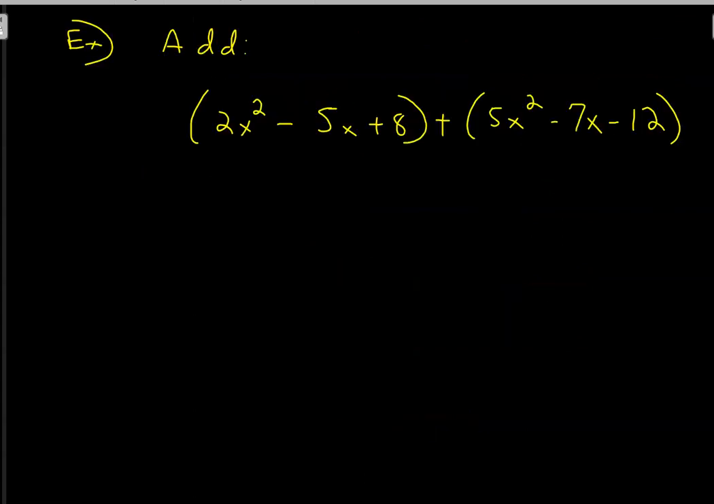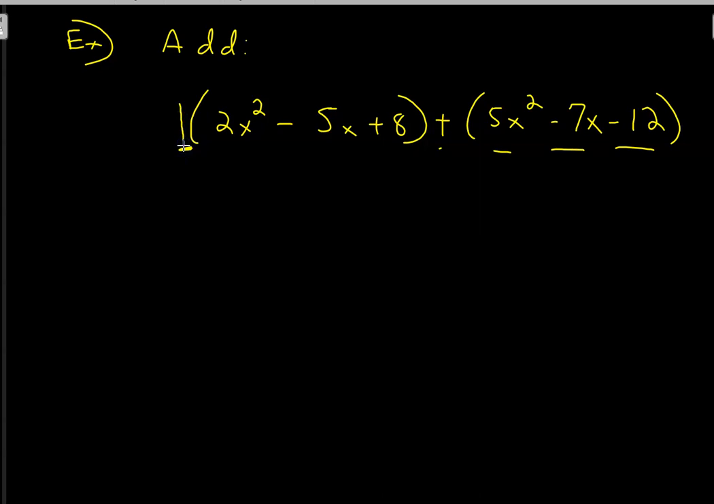This one says add. You're going to add parentheses 2x squared, subtract 5x, plus 8, then plus parentheses 5x squared, subtract 7x, subtract 12. So you're going to add those. Basically you have to decide the number and the sign in front of the parentheses, and because there's nothing in front of this set of parentheses, it's an understood positive 1.